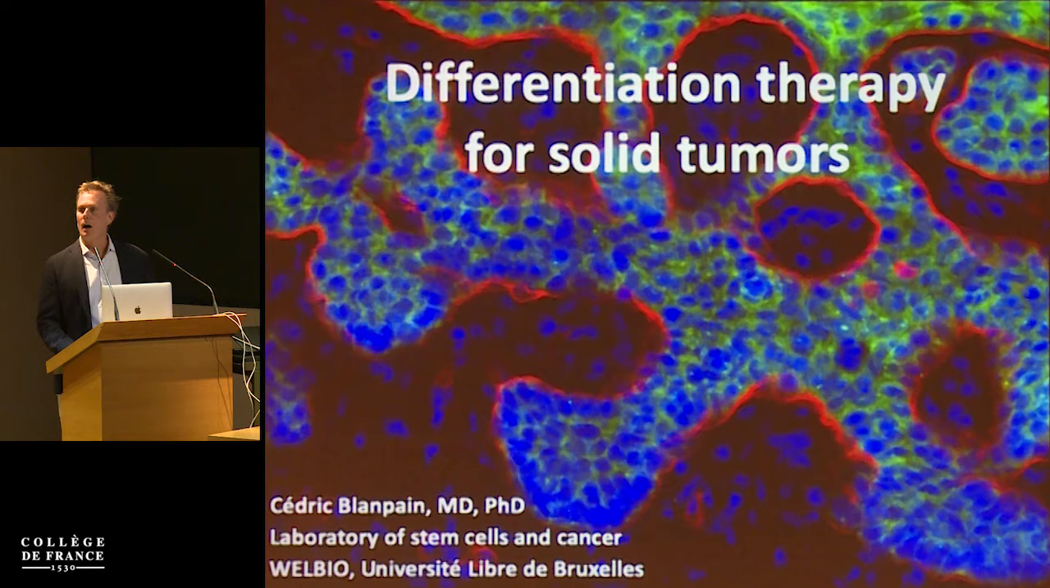And so today I'm going to use one solid tumor as an example, as a paradigm, if you wish, to illustrate how differentiation, or the control of differentiation, is essential to mediate tumor initiation. And this balance between differentiation and renewal is also fundamental in some therapy that works very nicely in this disease.